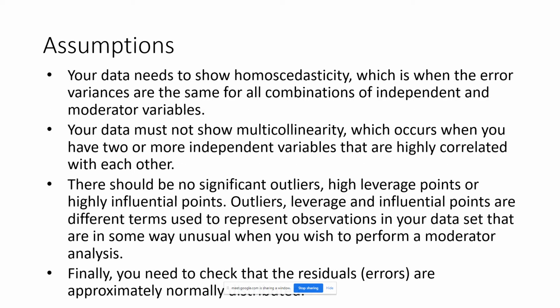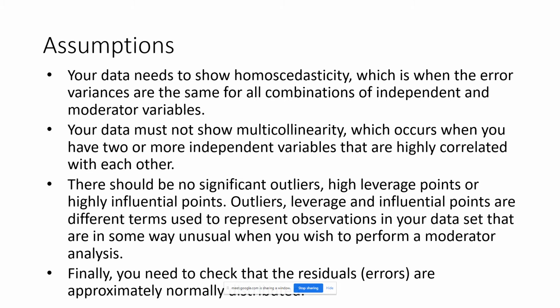Okay, your data needs to show homoscedasticity, which is when the error variances are the same on all combinations of independent and moderator variable. So we explain more about what this means and how to assess the homoscedasticity in the data, especially when we do that in SPSS. However, we could not do that here because we are not going to use SPSS.